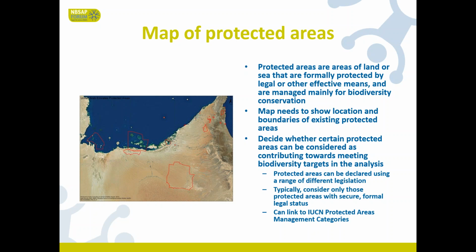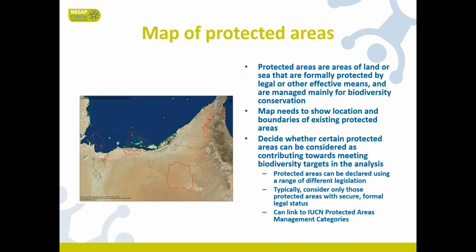The third key building block of the process is that we need to have a decent map of protected areas. This is probably the most simple of the input layers, but it is really important. And so here we're wanting to show the areas of land or sea that are formally protected by legal means or by other effective means and that are managed mostly for conservation. We need to show where the protected areas are, where their boundaries are.